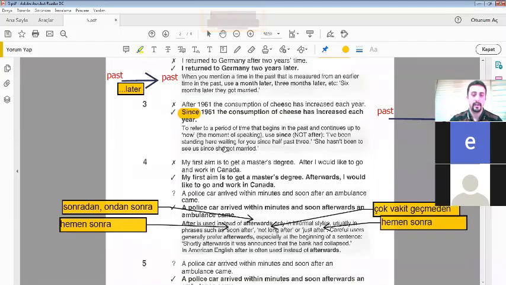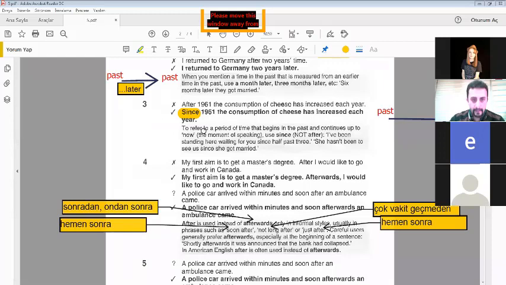What is since here? Let's read this part. Who wants to read this part? I ask Melike. Melike, can you read this part? To refer to a period of time that begins in the past and continues up to now, the moment of speaking, use since, not after. I've been standing here waiting for you since 3:30. She hasn't seen us since she got married. Thank you for your nice reading, and you have a nice accent.